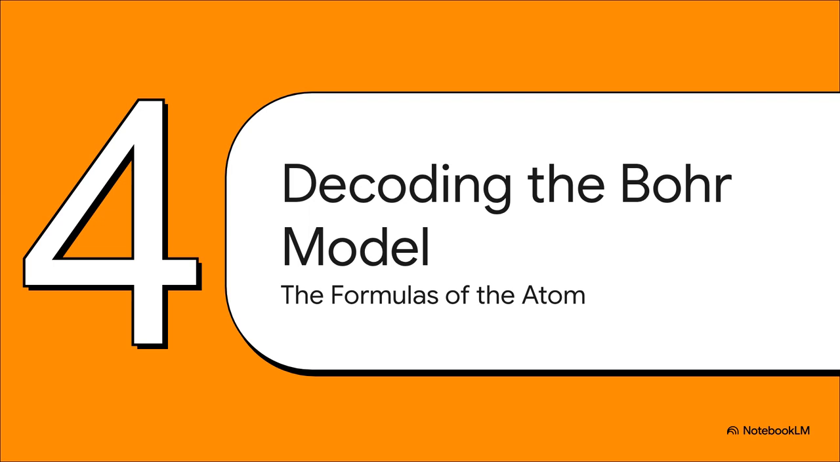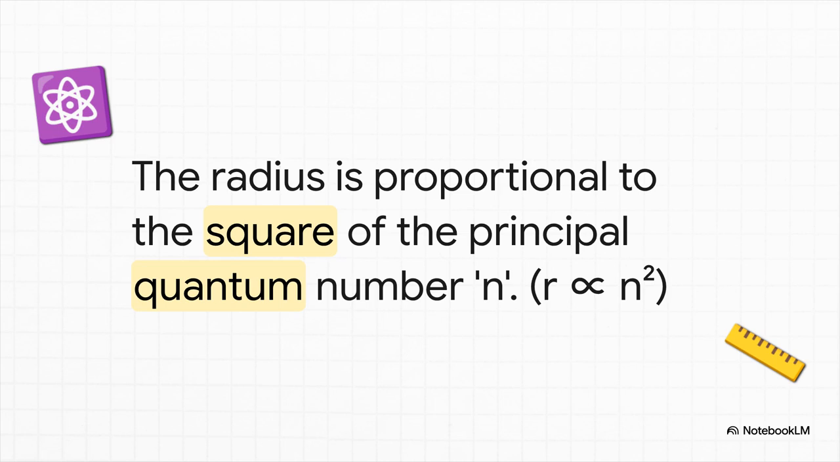He could calculate the exact properties of these special orbits, and this led to some incredibly powerful predictions, especially for the simplest atom of all, hydrogen. So first up, the radius of the orbit. What he found was that the radius grows as the square of this number n, which we call the quantum number. What does that mean? Well, if the first orbit has a radius of, say, 1 unit, the second orbit isn't at 2 units, it's at 4 units. And the third is way out at 9 units. These energy levels get spaced out really fast.